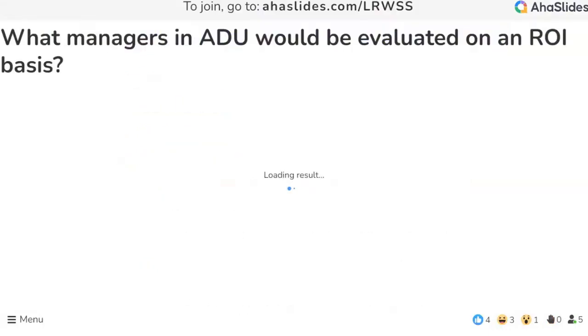Managers on an ROI basis? Well, let's say that you are in charge of a main campus. You're the head of Abu Dhabi University main campus. We have a head of Al Ain main campus. We have a head of Dubai main campus.